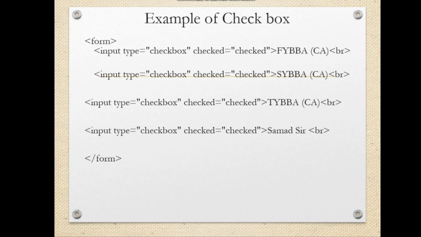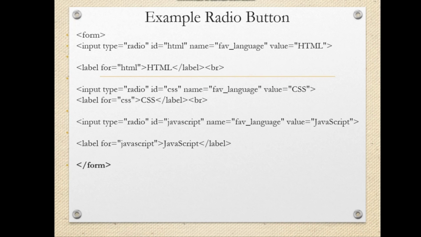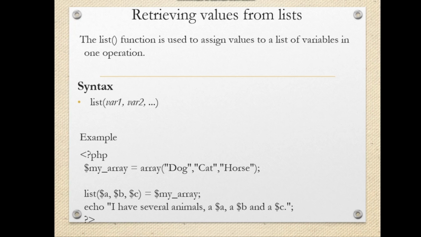Students, make sure that you practice this example in your practical lab, because without practicing you will not understand how the code is working. Example of radio button, again practice this example in your practical lab. Then we have seen the second topic as retrieving values from the list by using list function. Please execute this example also in your practical lab. So I will just stop the session right now, and we will continue the remaining topic in the next session.